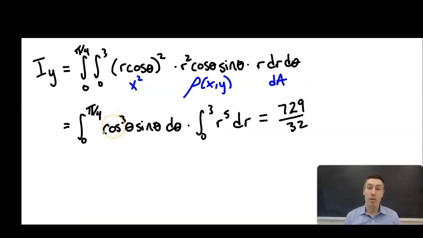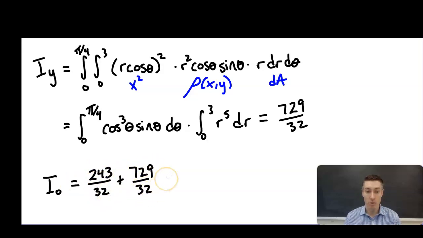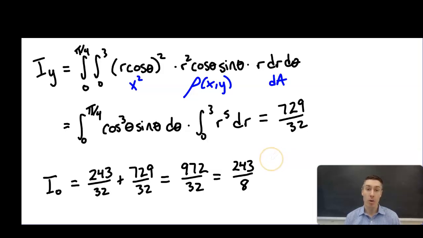So now we have the moment of inertia about the x and the moment of inertia about the y, so that makes the polar moment 243 over 32 plus 729 over 32, or the sum of the two moments, and that's going to be 972 over 32, which does reduce to 243 over 8. So those are all three moments of inertia that we can find for this particular lamina, about the x, about the y, and then the polar moment, which is about the origin.